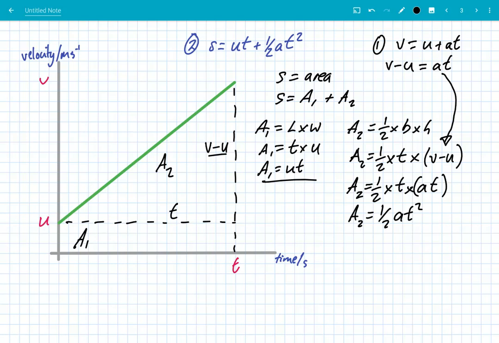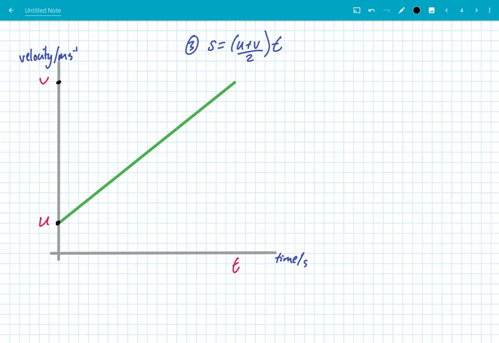Now we just add these two areas together. The total displacement is equal to area 1 plus area 2, which gives me ut plus half at squared. And there we have it, the second equation of motion derived.